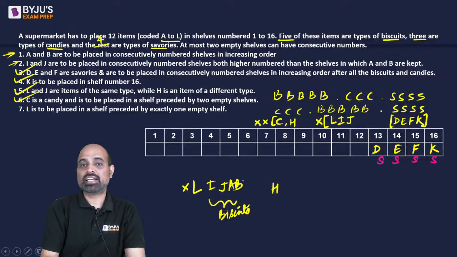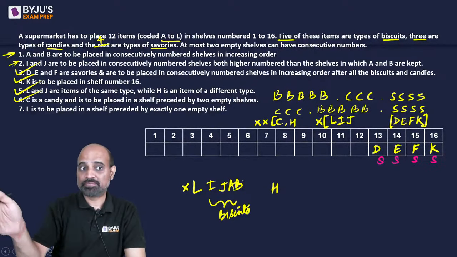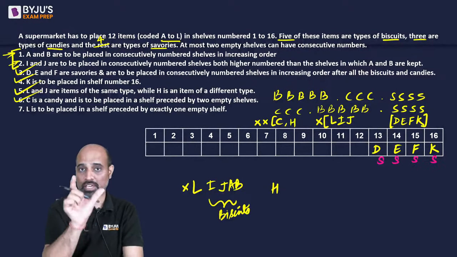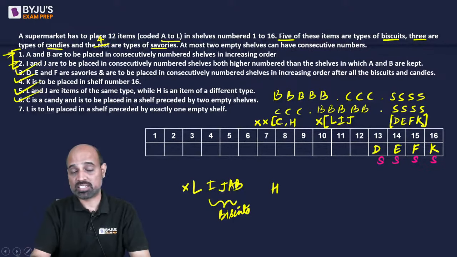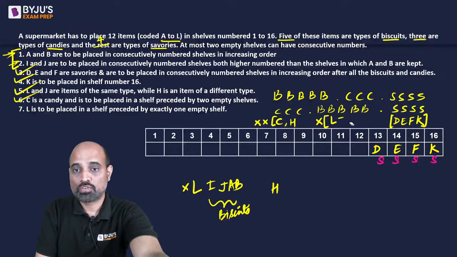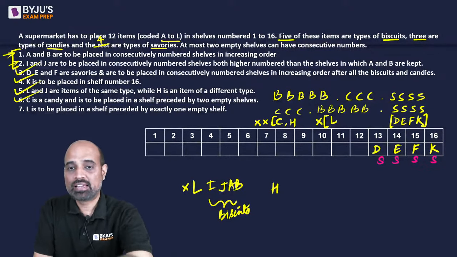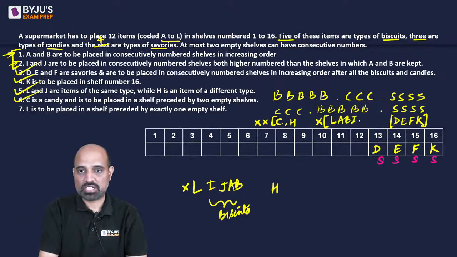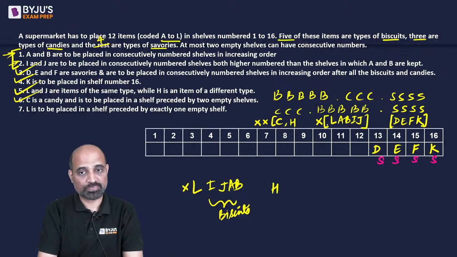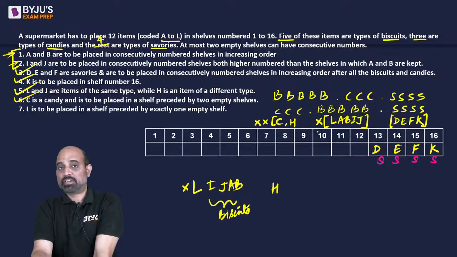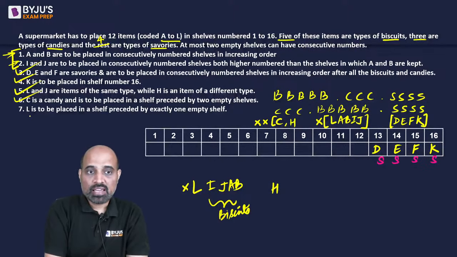But we know that it was A, B, I, J. If you look at the first or second statement, A, B is written, and after that I, J is written in increasing order. So we now have L, A, B, I, J. This is the order of the biscuits. There is one empty space before it. Okay, so we are done with this.